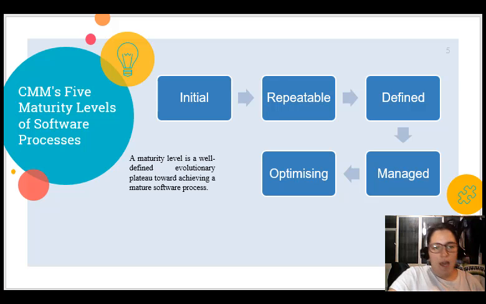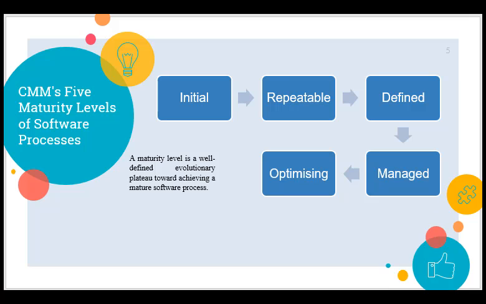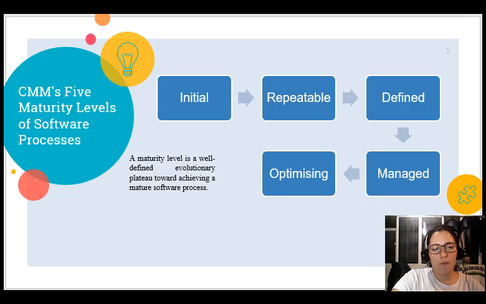Managed, detailed measures of the software process and product quality are collected. Both the software process and products are quantitatively understood and controlled. And Optimizing, continuous process improvement is enabled by quantitative feedback from the process and from piloting innovative ideas and technologies.